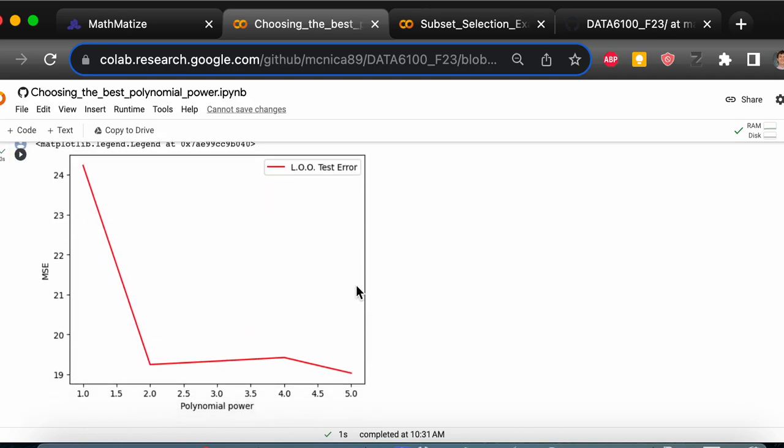Here's the leave one out error. And you can see it does the same kind of thing. It goes down, and it goes up a bit. And then funnily enough, at 5, the leave one out error is even lower. So should you do 5 or should you do 2 here? This is a choice you're going to have to make.